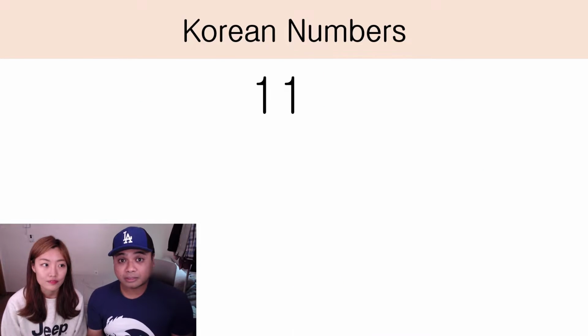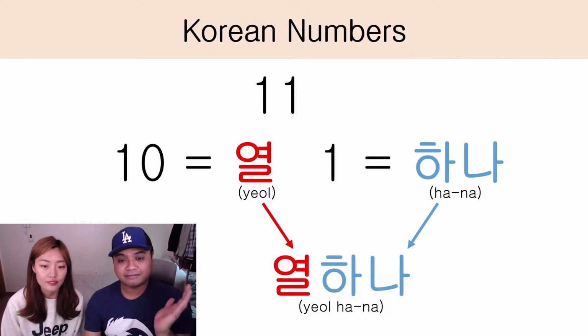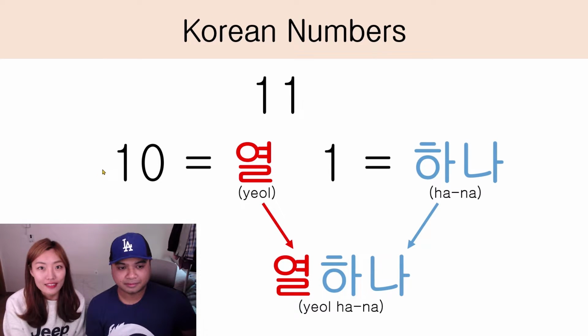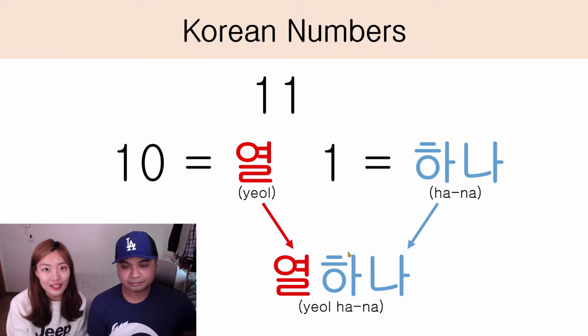On the previous page, we taught you how to say the numbers from 1 to 10. But how do you say 11? Very simple. You put the 10 and the 1 together, and you'll have 11. To say 10, you say 열 in Korean. To say 1, you say 하나. So to say 11, you say 열하나.